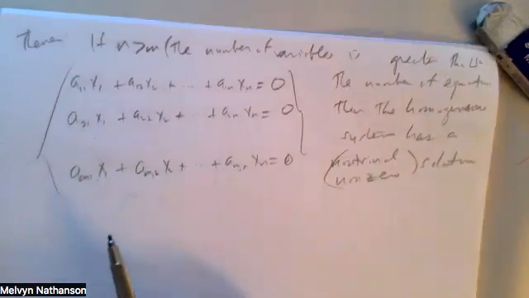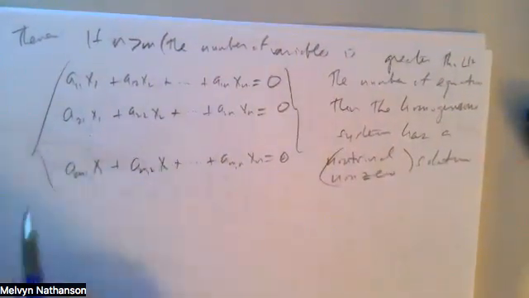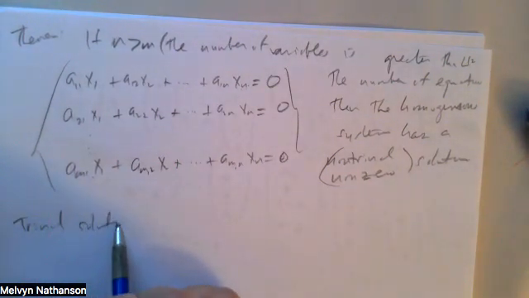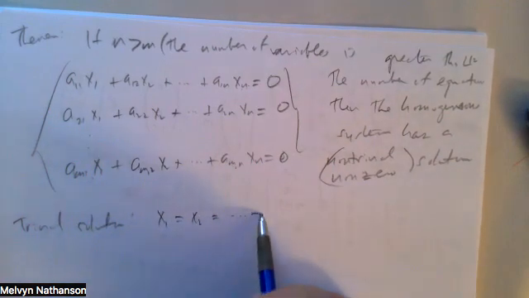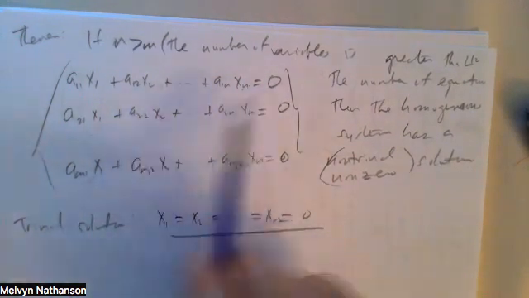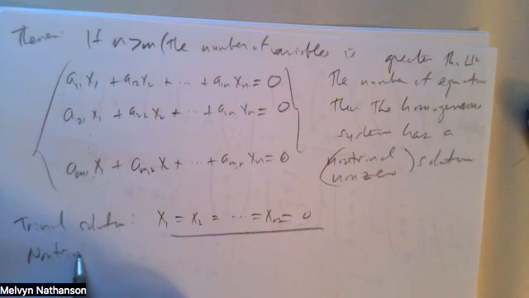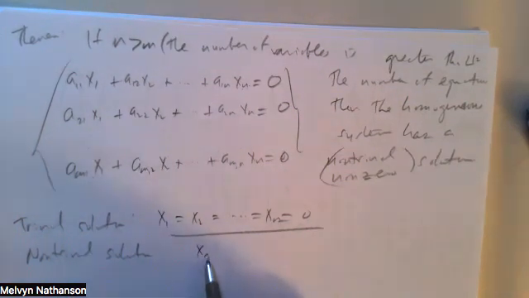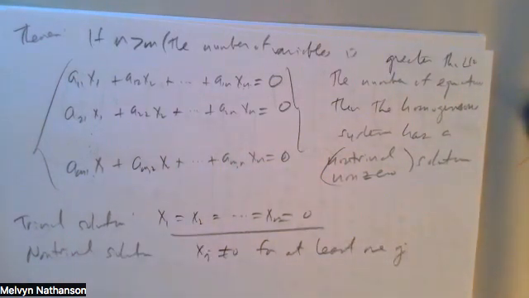If the system is homogeneous, then the trivial solution is when you let all of the variables equal 0. You just get 0 equals 0. In a non-trivial solution, xj is different from 0 for at least one of the variables j. And there always is a trivial solution, a 0 solution to a homogeneous system. But if you have more variables than equations, there's always a non-trivial solution. And I'm going to prove this theorem right now.